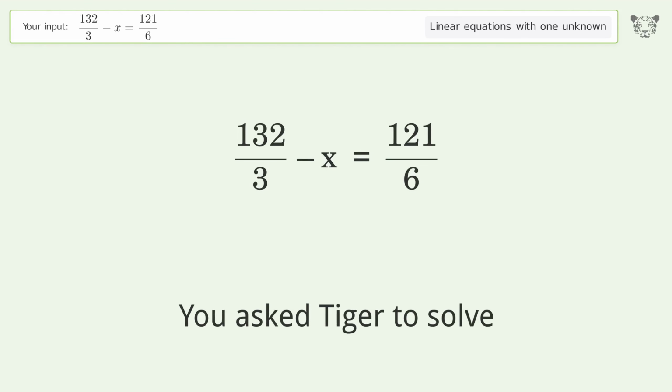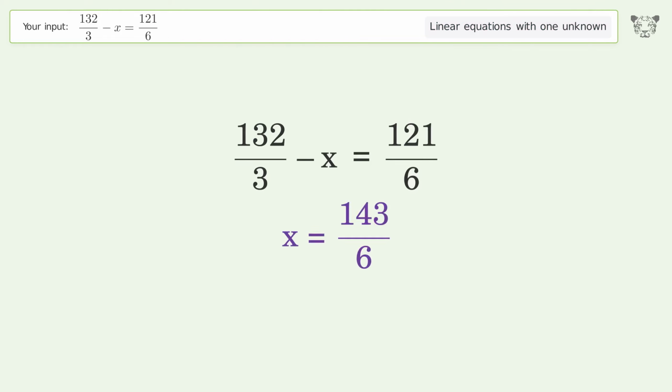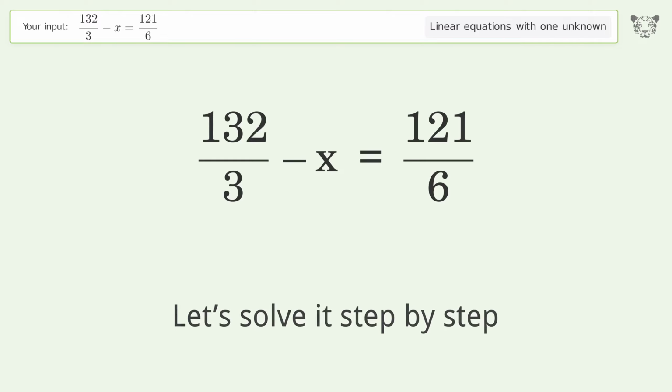You ask Tiger to solve. This deals with linear equations with one unknown. The final result is x equals 143/6. Let's solve it step by step.